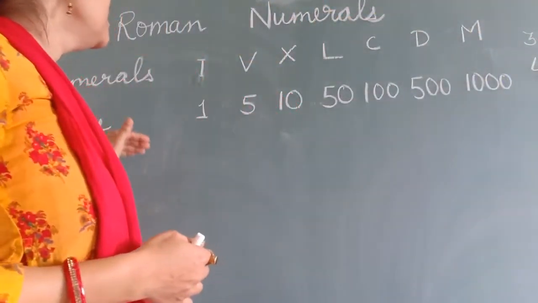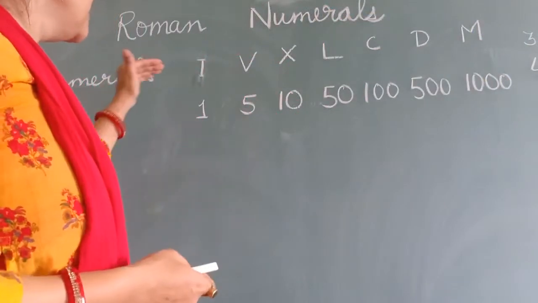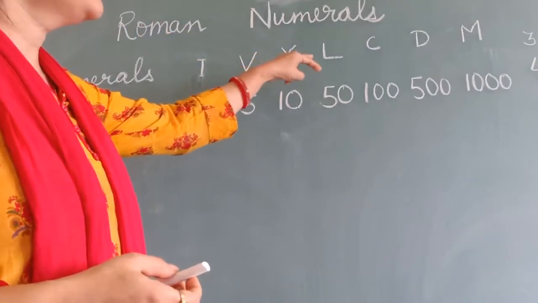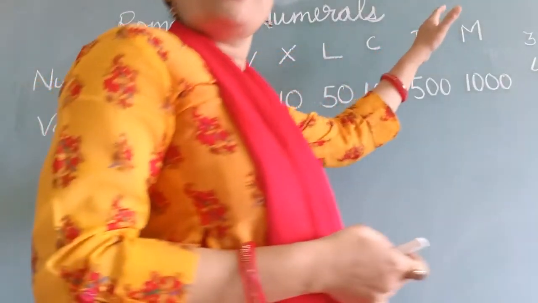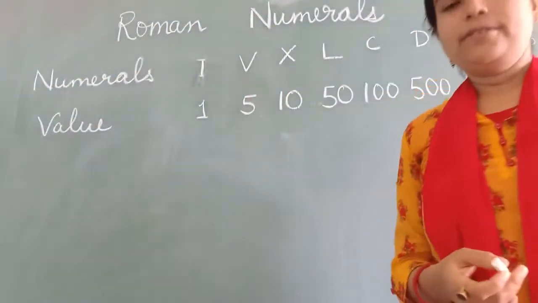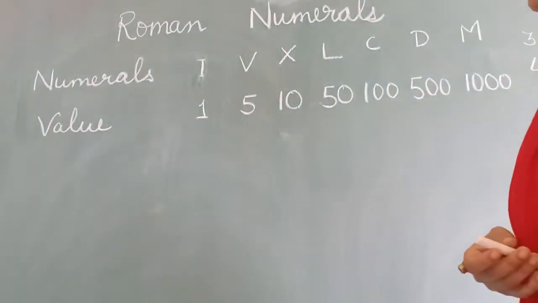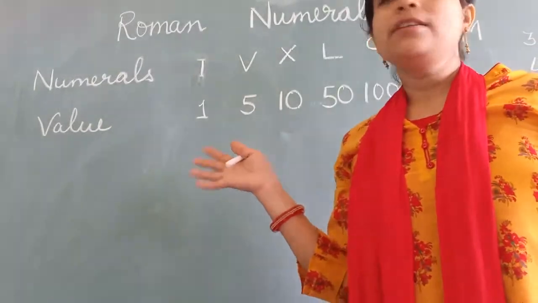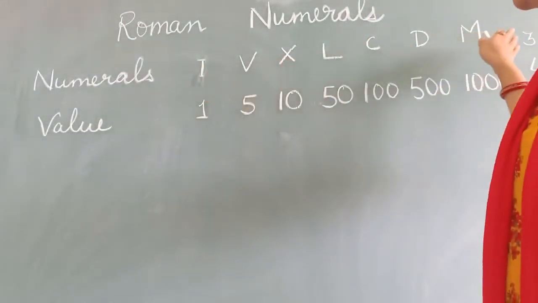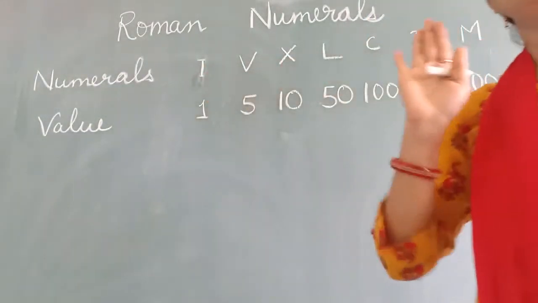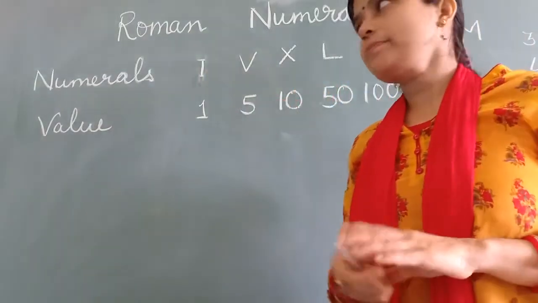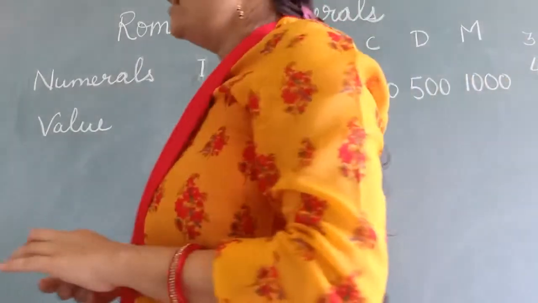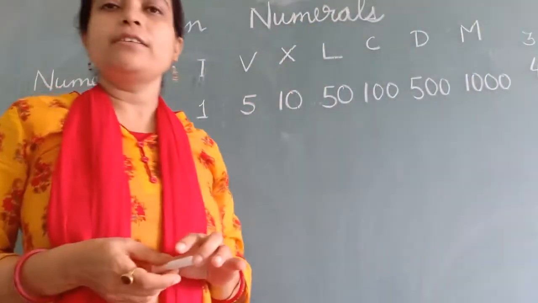Now children, today we will learn about these numbers. Here we are using how many letters? 7 letters of the English alphabet. To write the Roman numerals, how many numbers are there? You can see there are many numbers. To write these numbers we are using only 7 letters of the English alphabet. And 0 we can't write in Roman numerals. Okay, 0 we can't write.